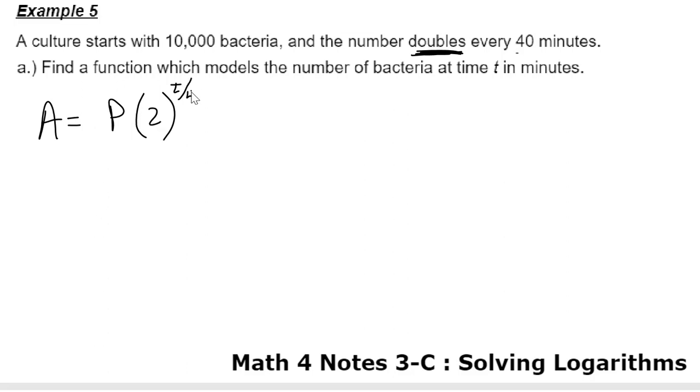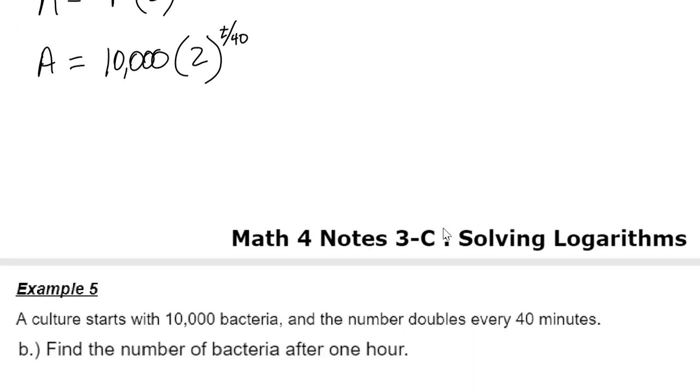So what we're going to do is, if it's every 40 minutes, we're going to put that underneath the t. Now, if I say what happens after 40 minutes, well, it's 40 over 40, that's 2 to the 1. And it will double once, which is what I wanted. After 80 minutes, it will double twice. So now let's set up a formula, a function that starts with 10,000 bacteria and does this. So that's our formula. Now we can move on to answer some of the other questions.